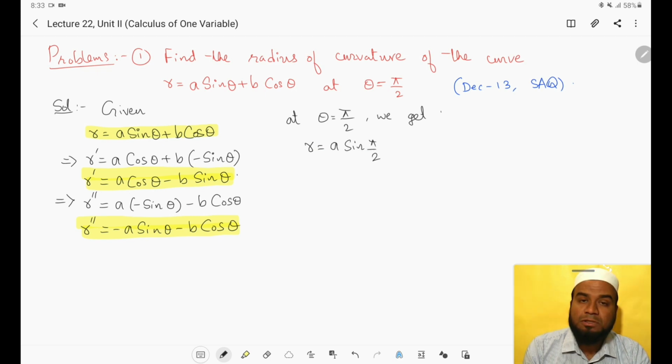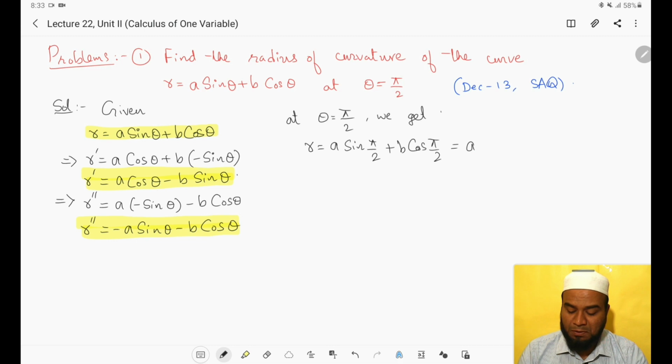I am substituting theta equals pi by 2 in r, that is a into sine pi by 2 plus b into cos pi by 2. Simplify this: a into what is sine pi by 2? Sine pi by 2 is nothing but sine 90. Sine 0 is 0 and sine 90 is 1. So sine 90 will be 1, plus b into cos 90. Cos 0 is 1 and cos 90 is 0. So what we will get? r is a. We got r to be a.